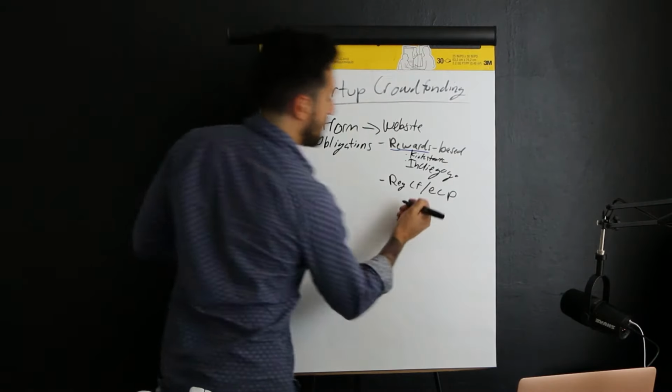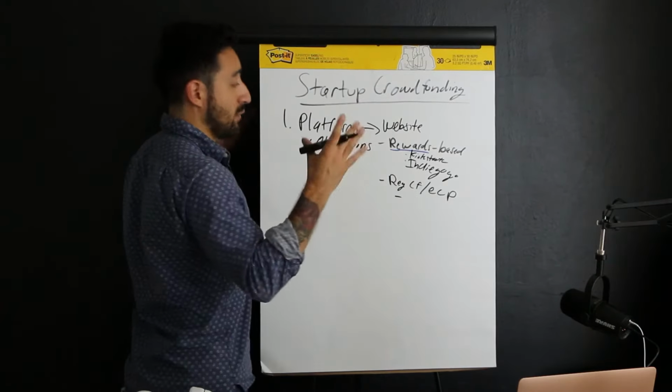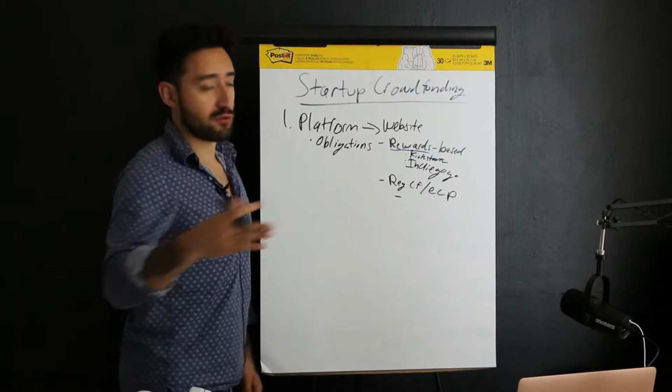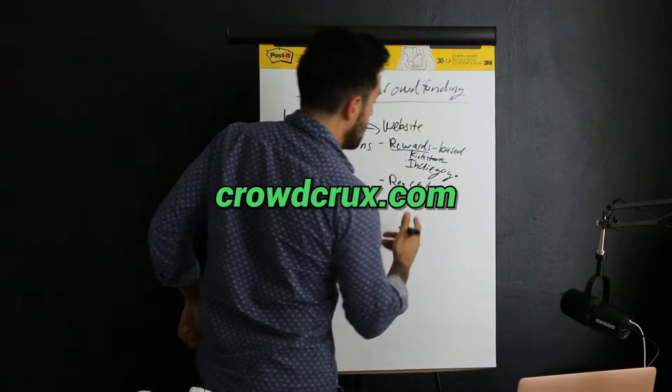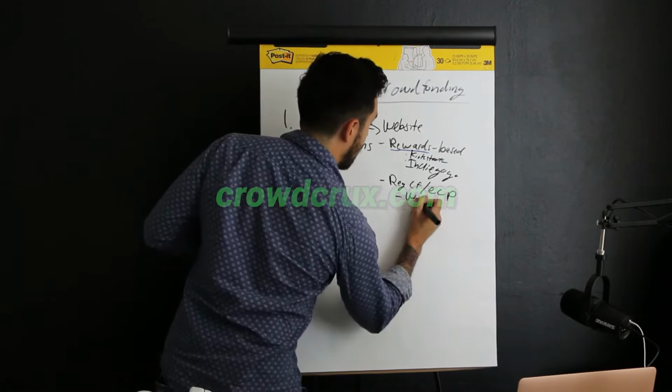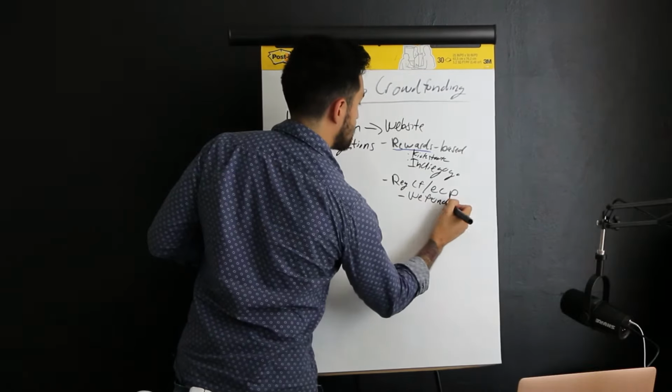So what are some of the different platforms that are out there? Well, we've done studies on this. You can check this out on crowdcrux.com. I've got a lot of great information there. But basically, the biggest ones right now are going to be WeFunder, which is a great platform.